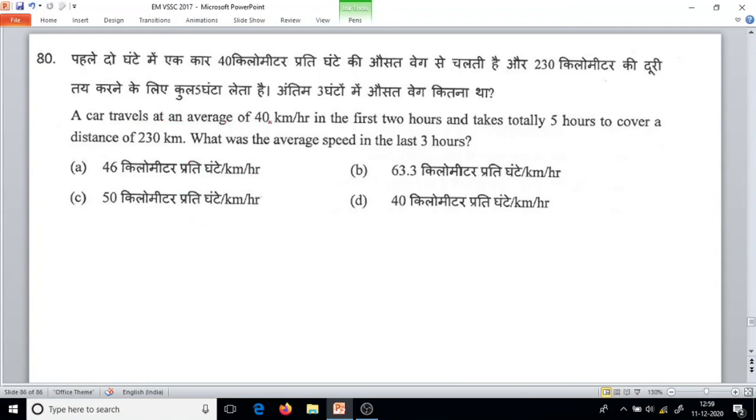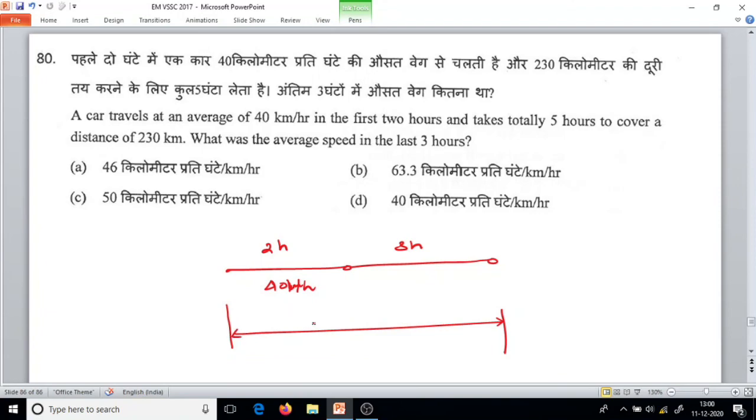A car travels at an average of 40 km per hour in the first 2 hours, and takes a total of 5 hours, so this is 2 hours and this is 3 hours, to cover a total distance of 230 kilometer. What was the average speed in the last 3 hours?